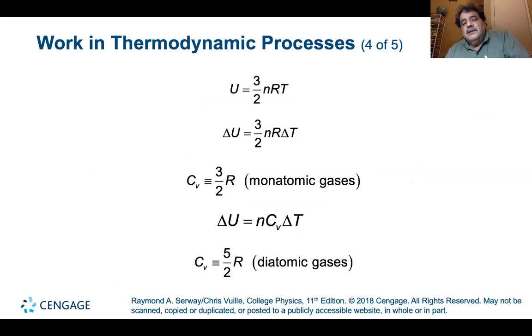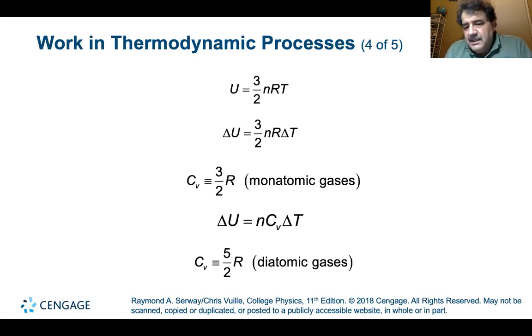Now the C, I need to keep up with my notes. CV, that's the molar specific heat at constant volume. Molar specific heat at constant volume is equal to 3 halves R. That's for monatomic gases. There are 3 degrees of freedom, so it's 3 halves R for monatomic gases.